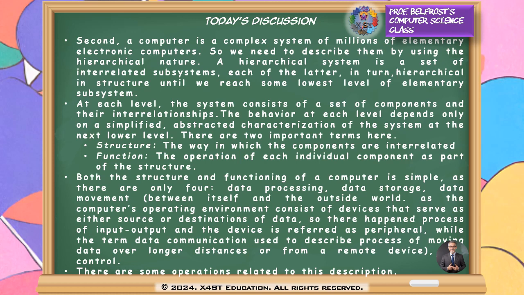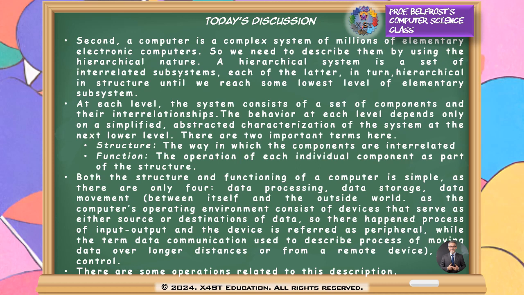A hierarchical system of a computer is a set of interrelated subsystems, each of the latter in turn hierarchical in structure until we reach some lowest level of elementary subsystem. At each level, the system consists of a set of components and their interrelationships. Okay, so components and interrelationships. The behavior at each level depends only on a simplified abstracted characterization of the system at the next lower level.